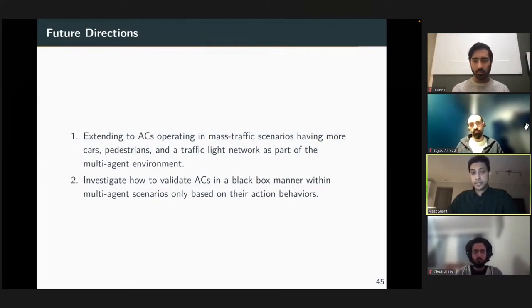And the second, which is an active ongoing work, is to investigate how to deal with this problem. Right now you have seen that the autonomous cars are using reinforcement learning, but what if we remove this information? What if they are using imitation learning? What if they are using behavior cloning? What if we just treat it as a black box problem, and we only consider their action behaviors and distributions to validate their performance? Is it possible? So I'm trying to investigate this problem, and that is all on my side.